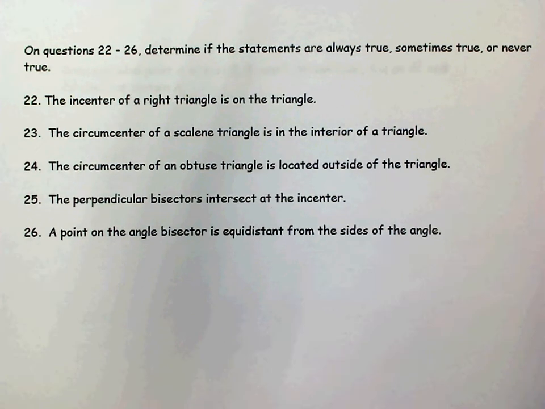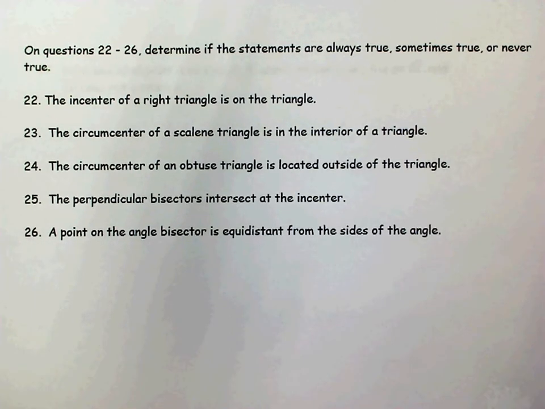On questions 22 through 26, you're going to determine whether the statements are always true, sometimes true, or never true. Sometimes this is a little bit harder than true and false, because with true and false, if you can think of one time where something doesn't work, you just put false. On this one, if you can think of one time it's not true, then that could either be sometimes true, or never true if you can think of no times when it is true. So hopefully that made sense.